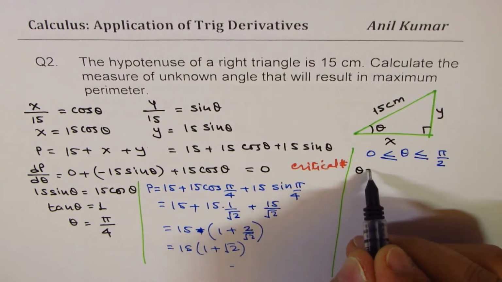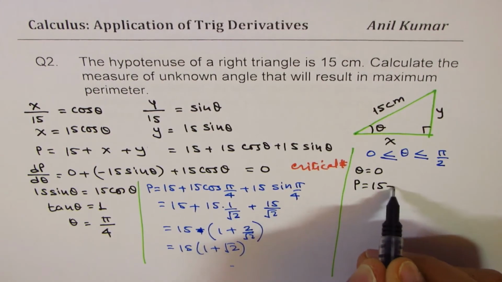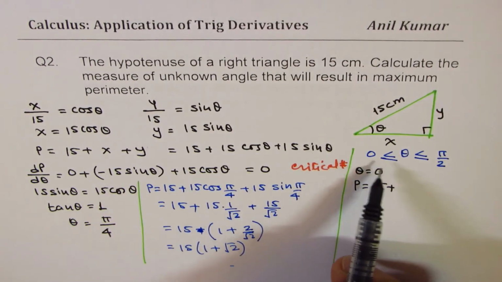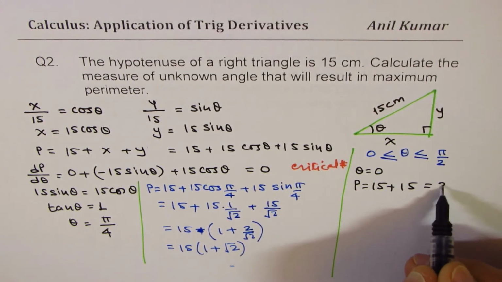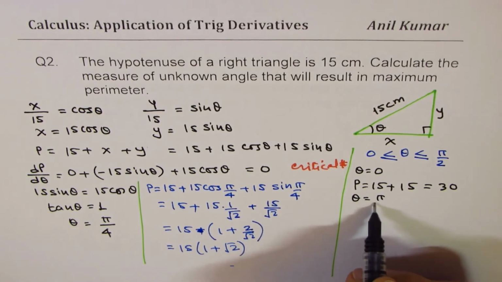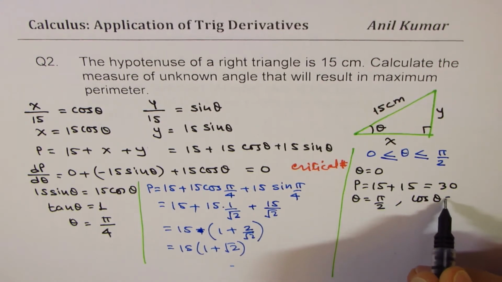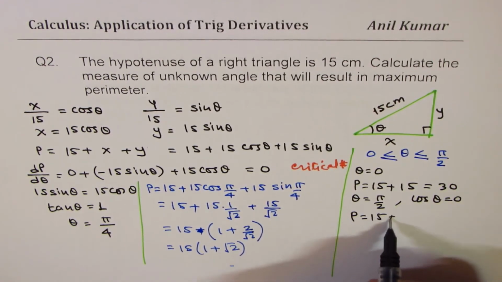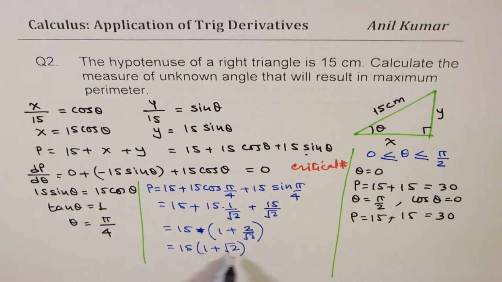So if theta equals 0 radians, in that case P will be equal to 15 plus 15, because for theta 0, sin theta is 0, which is 30. And if theta equals pi by 2, we know cos theta equals 0, so P equals 15 plus 15. Either case, we get 15 plus 15 as 30. But in this particular case, we know square root 2 is more than 1, so what do we get?